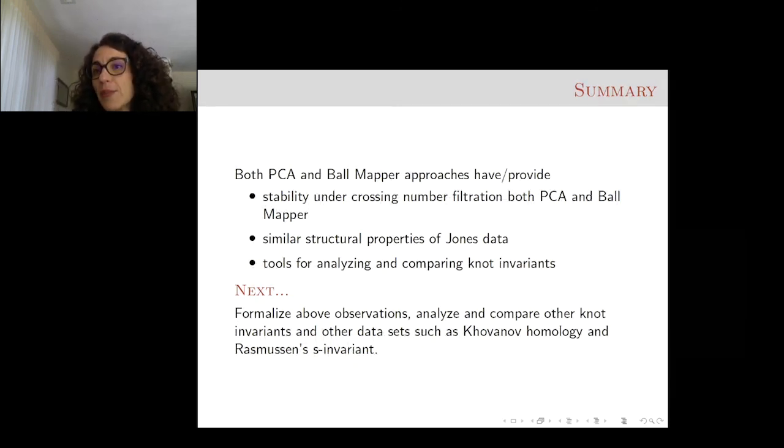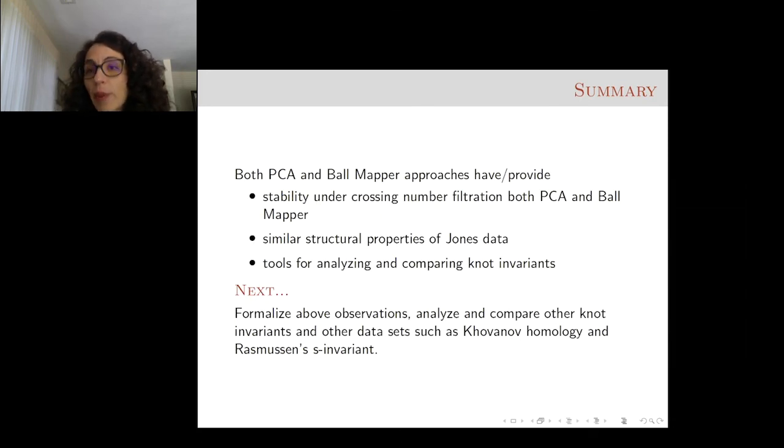So what comes next is, of course, to formalize and quantify these results. And of course, the next step is to look at Khovanov homology, where this covering map or the pullback should be even more interesting between the Jones polynomial data and Khovanov homology.